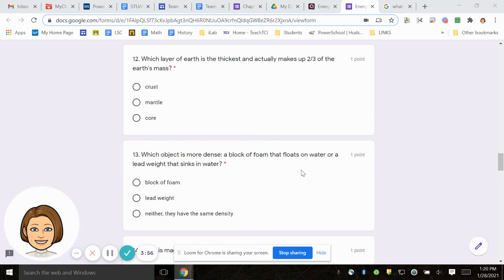Number 12. Which layer of Earth is the thickest and actually makes up 2/3 of the Earth's mass? Crust, mantle, core.